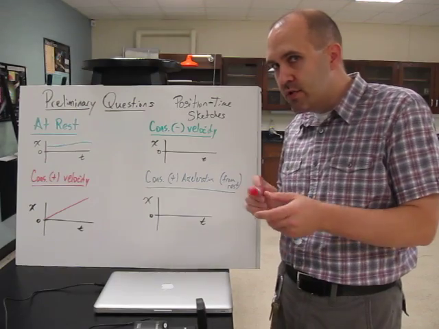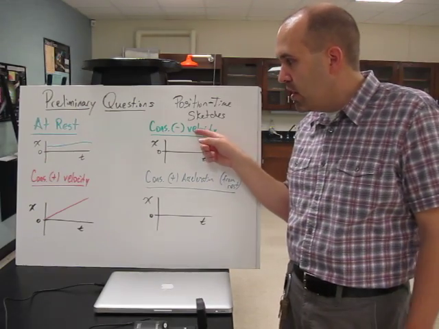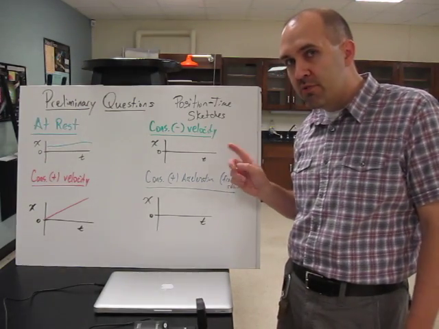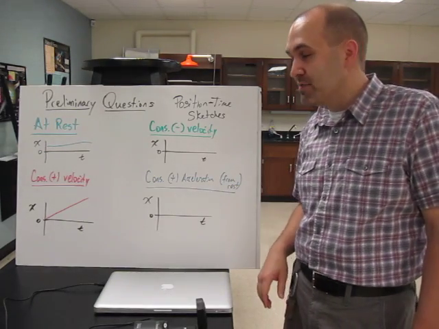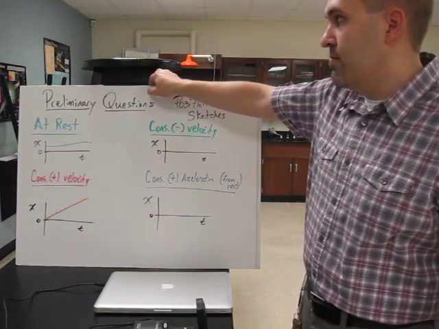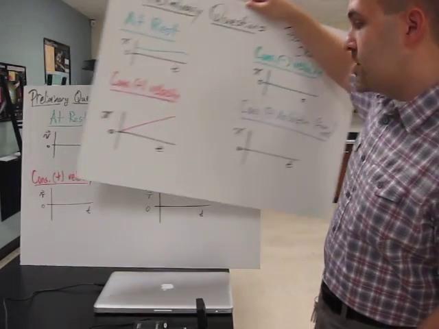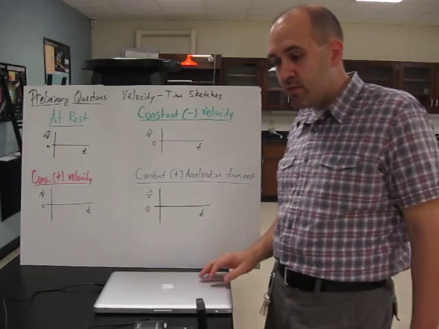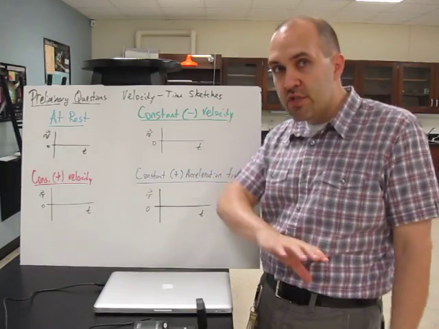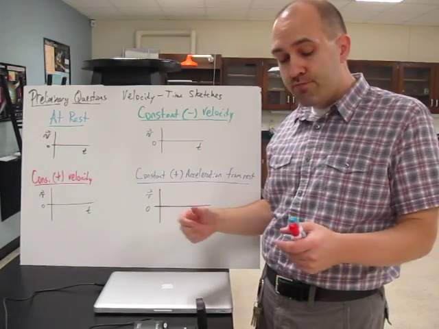So after doing those two together, you need to tell me what a constant negative velocity looks like on a position time graph and what a constant positive acceleration looks like on a position time graph. That's a tougher one. The next four questions are pretty similar, except they deal with velocity time graphs. And we'll be switching from position to velocity time graphs in the lab.